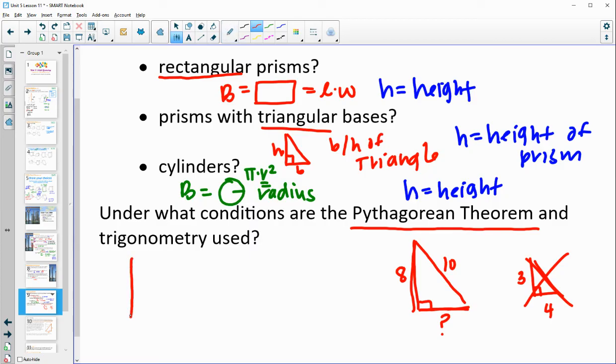And then when do you need to do trig? When you only know one of the sides and you know the angle. So if this angle here is given to you, say it was 31 degrees, and you knew one of these sides, then you could find the other leg. So you only have one side.